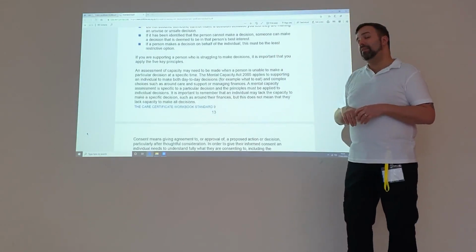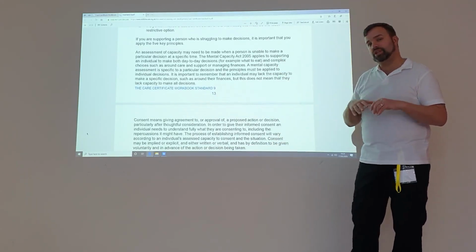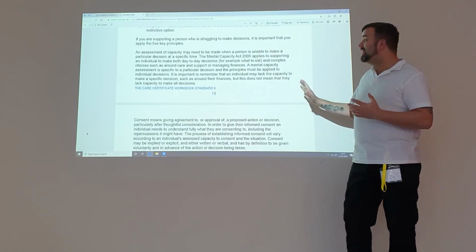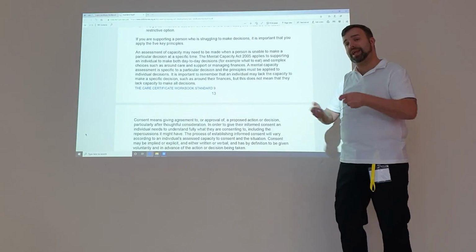What that means there is, say for example, you've got little Mary, she's got dementia, and Mary's terrified of having a bath. The least restrictive option for Mary's personal hygiene would be giving her a flannel and washing.